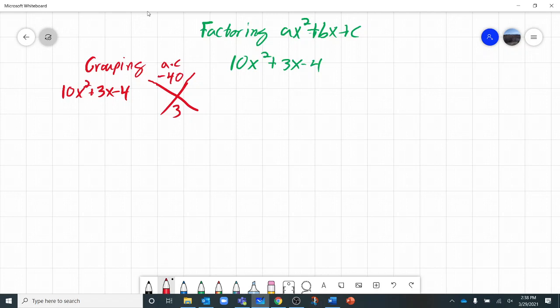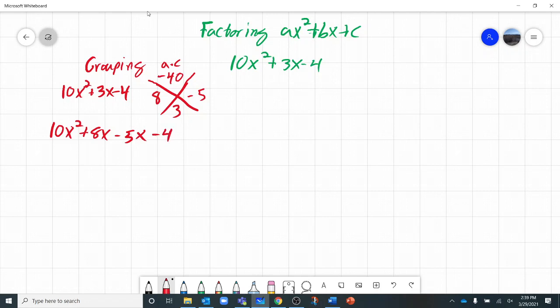Factors of 40, 4 and 10, can't get 3 from that. 5 and 8, 5 times 8 is 40. 8 minus 5 is 3, so let's do a +8 and a -5. -5 times 8 is -40. 8 minus 5 is +3. Okay, so then we rewrite our equation. We break up our middle number. So it's now 10x squared plus 8x minus 5x minus 4.